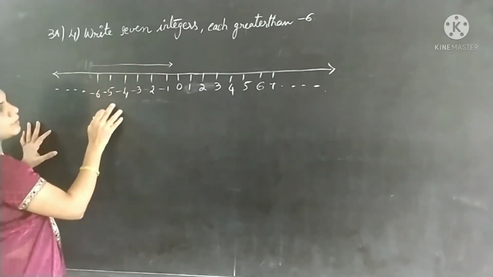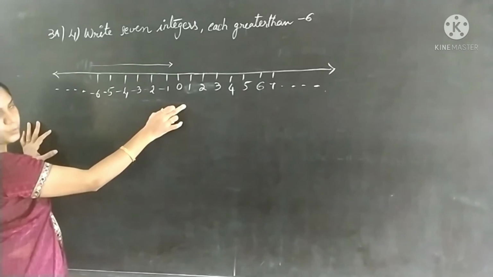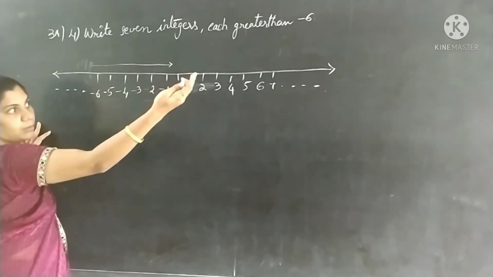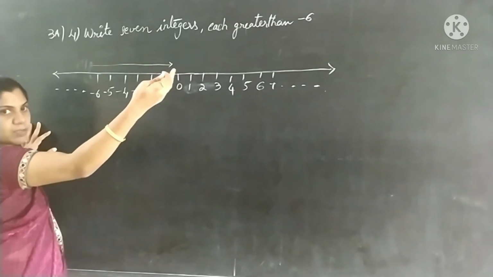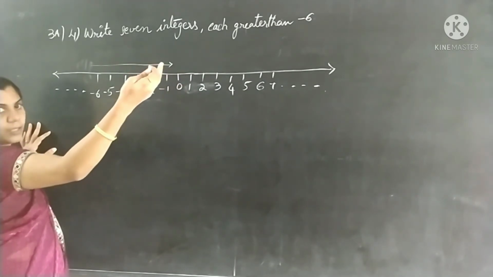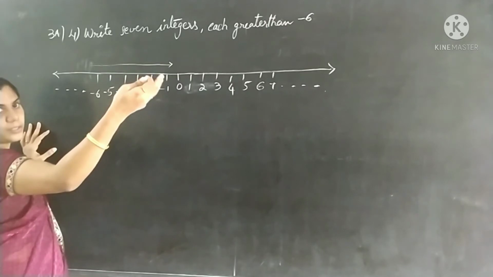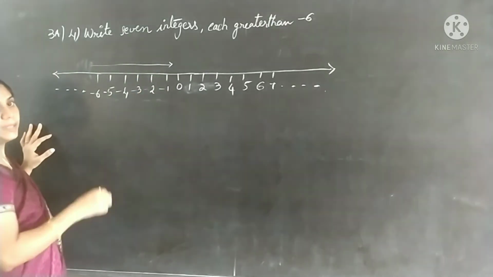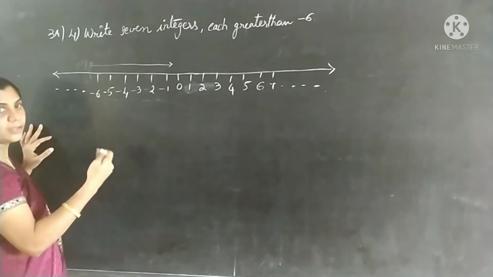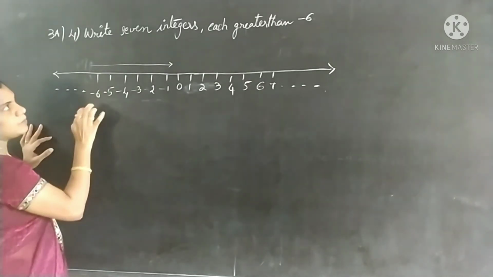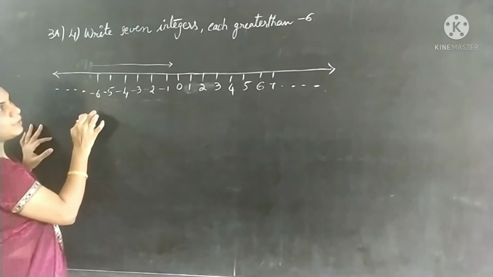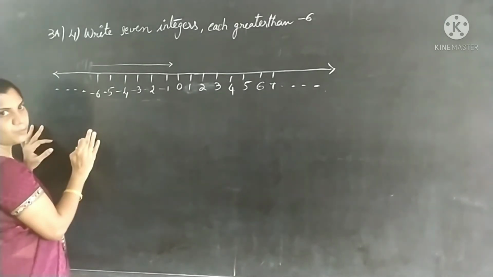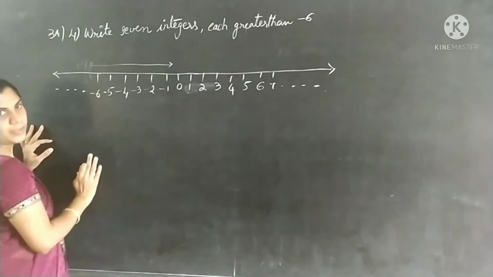Write 7 integers. They have asked you to write 7 integers. You can take any number, or big numbers also, like 200, 300, 1000, 270. Any big numbers in hundreds or thousands you can take here. But that should be greater than -6. So I will follow the number line only, and I will write down in the sequence.